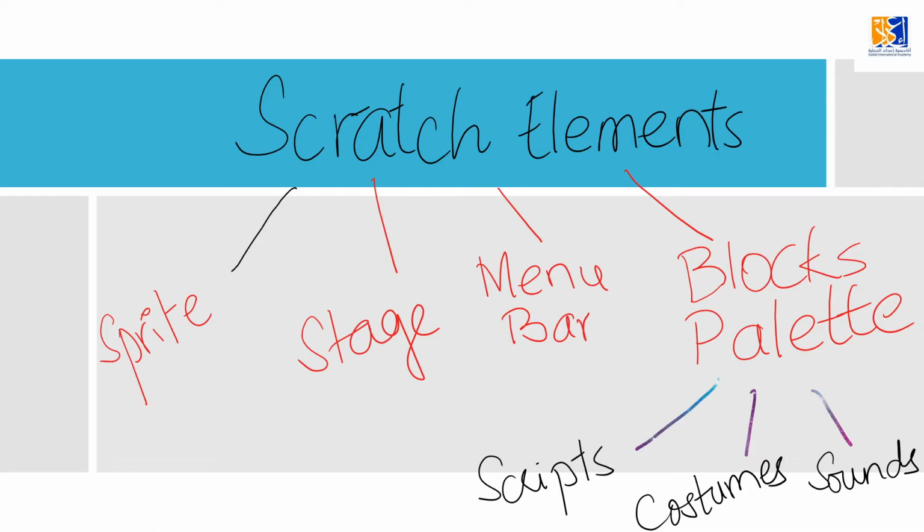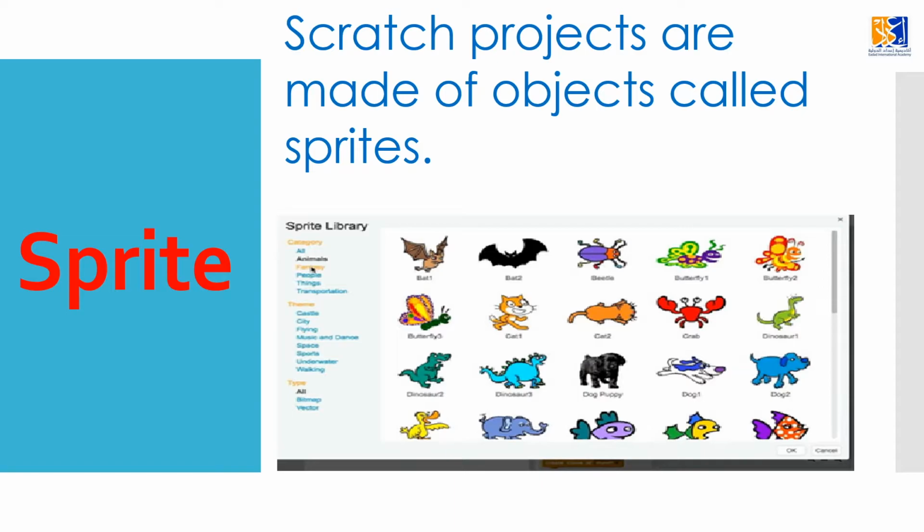Okay, next, sprite. Scratch projects are made of objects called sprites. When we go to our sprite library, there are many sprites over there, many.